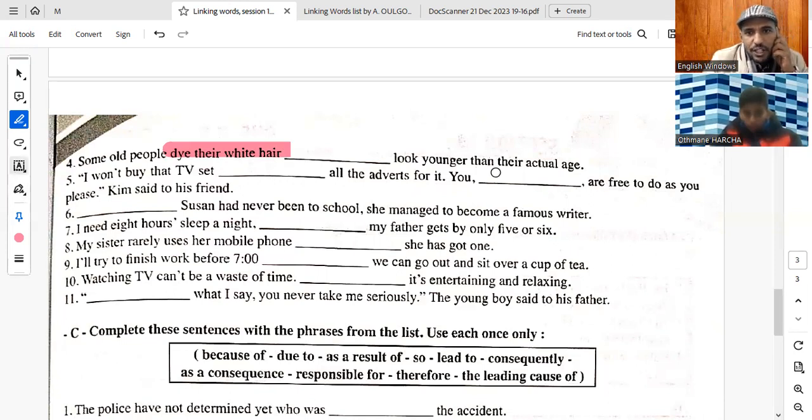Okay, so look younger, their white hair, okay? White here means that they are old enough, right? When you get older and older, we start seeing white hair. But what are they doing? They try to dye their hair with a different color, maybe black color, and you look younger than their actual age.